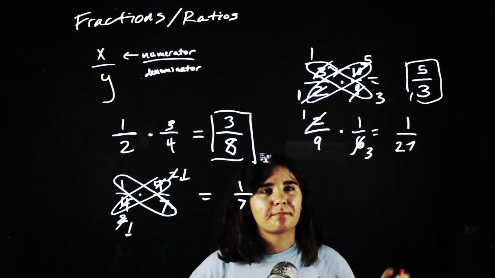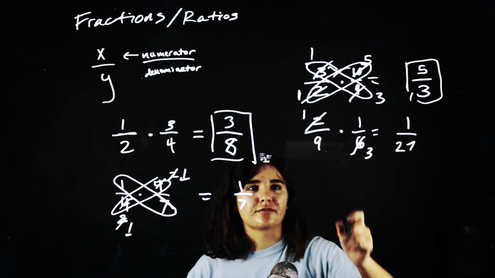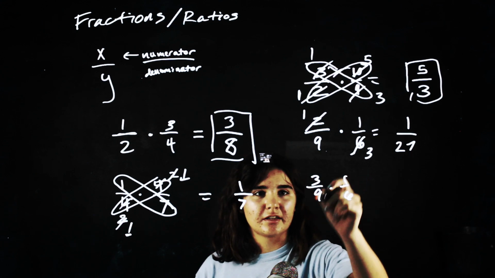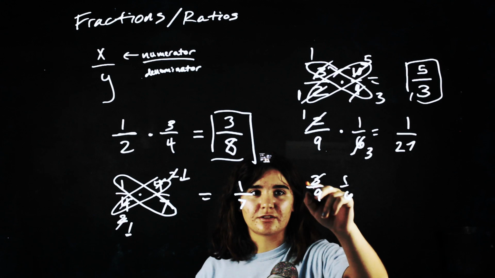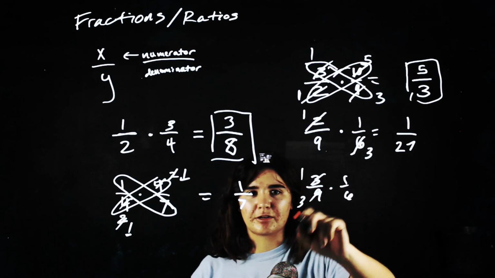And always remember that you can also simplify the fractions themselves. For example, if this was 3/9 times 1/6, you can always simplify this 3/9 to 1/3, right? Because you can divide this 3 by 3 and this 9 by 3 to get you there.